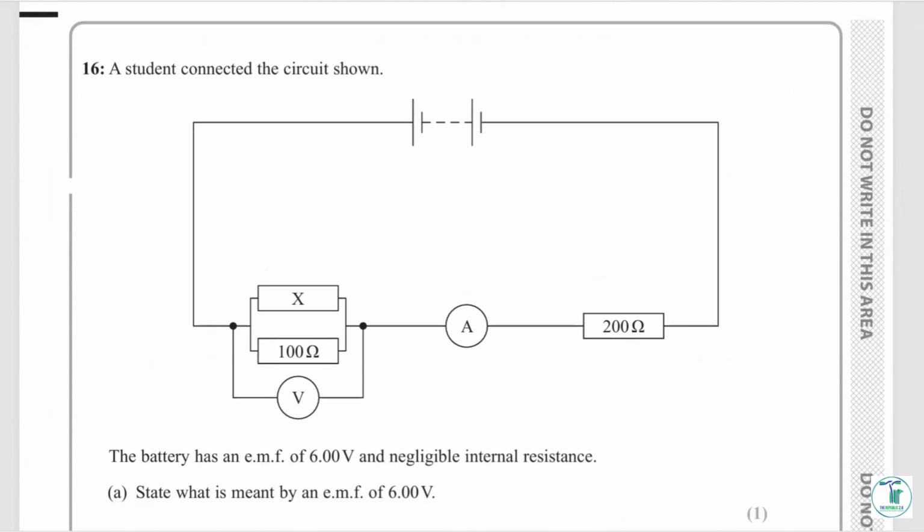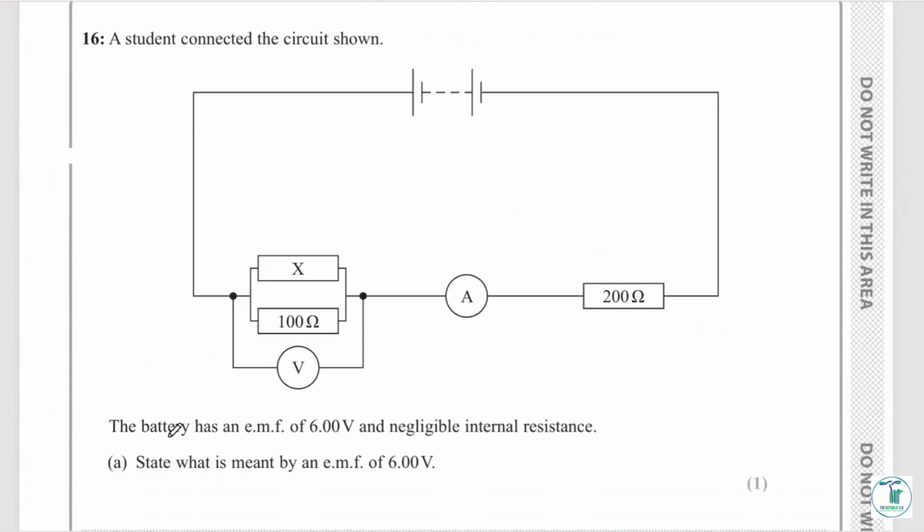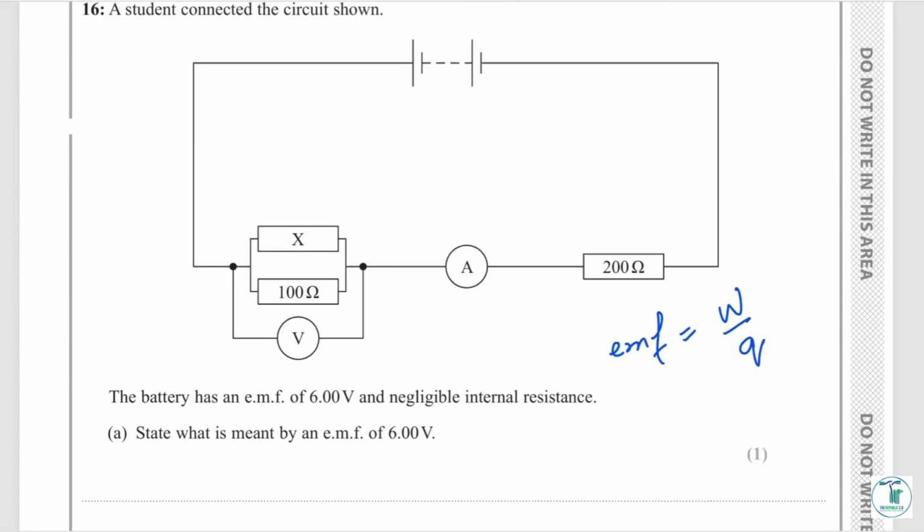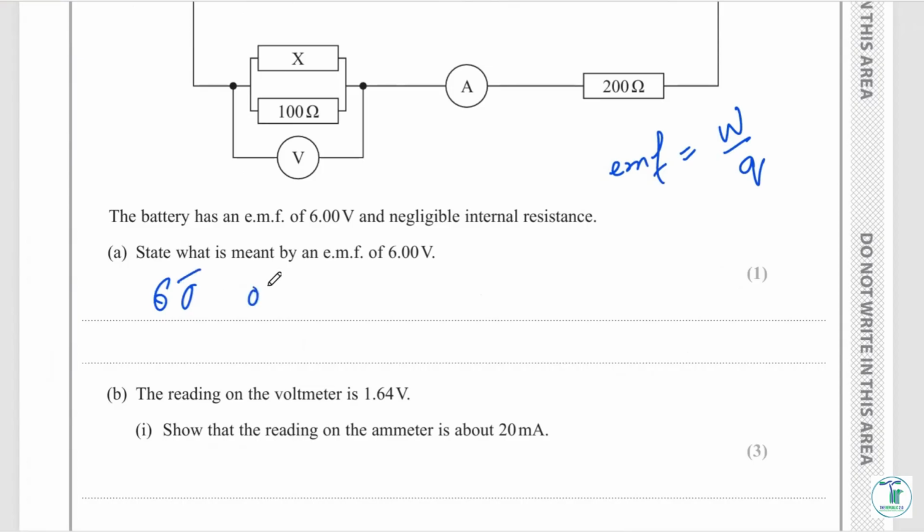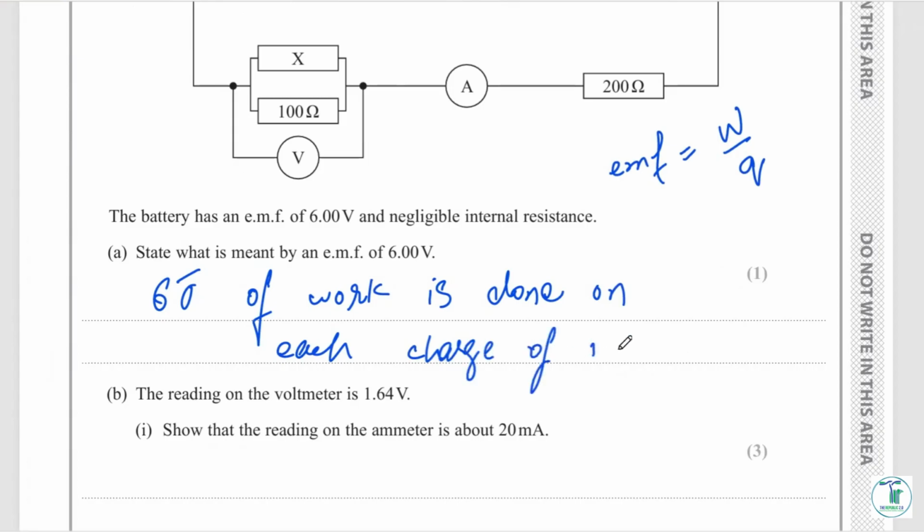Now we have this question number 16, and we need to state what is meant by an EMF of 6 volt. Well, everybody knows that the EMF is the work done on a unit positive charge. So if you have got an EMF of 6 volt, what does that mean? That 6 joules of work is done on each charge of 1 coulomb, right? On each charge of 1 coulomb.